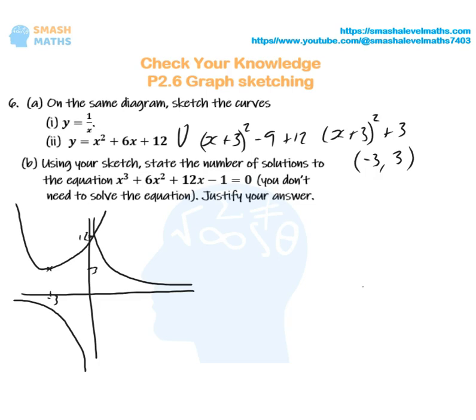On we go to part B. It says using our sketch. So we're not going to do anything with this quadratic. We're not going to solve the quadratic. We're going to use the sketch, but we've got to justify how part A relates to part B.